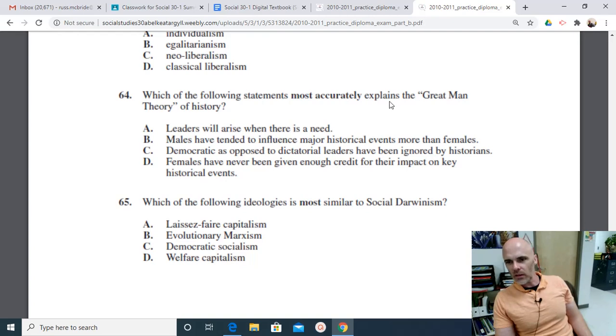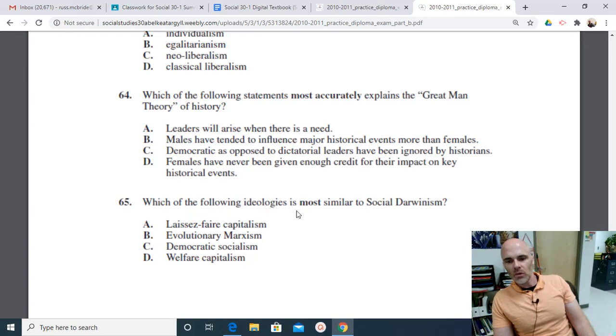Which of the following statements most accurately explains the great man theory? Leaders will arise when there is need. Males have tended to. Males? No. Democratic as opposed to dictatorial leaders have been ignored. Females have never. What? You guys put that on a diploma? Great man is great person, great individual, not great man is male. So there are great women that have been great man, like Joan of Arc. So A, I guess. The other ones are just sexist, and that's not going to be the answer. They wouldn't even put that kind of crap on the diploma now.